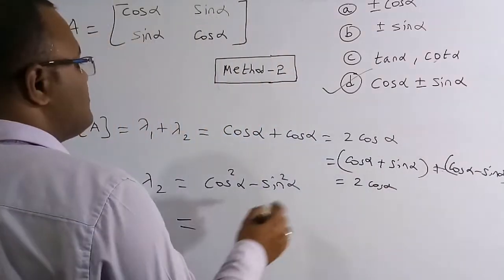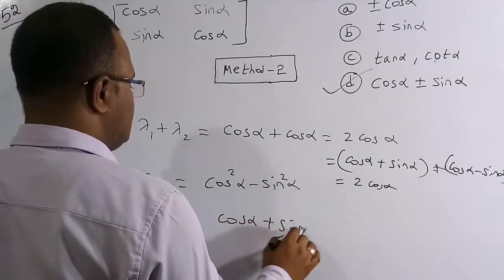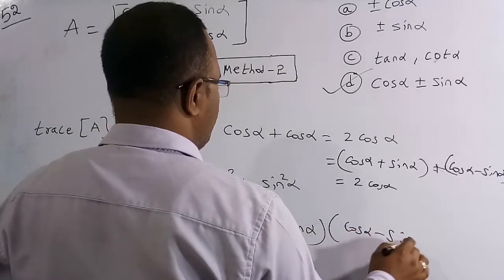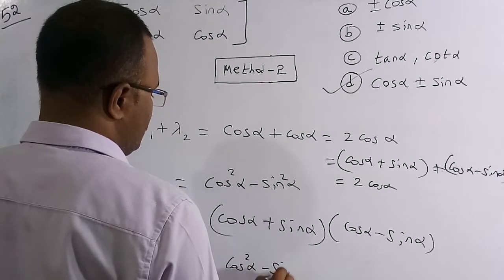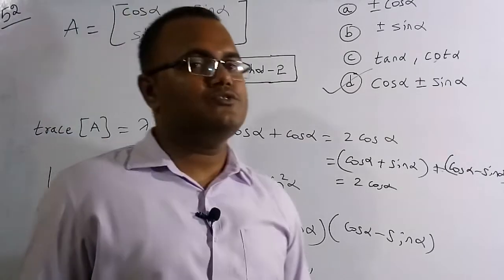And if you take the product of these two eigenvalues, cos alpha plus sin alpha into cos alpha minus sin alpha, finally we are going to get cos square alpha minus sin square alpha. Yes, both these conditions are satisfied. So therefore option D is the correct solution of this question.